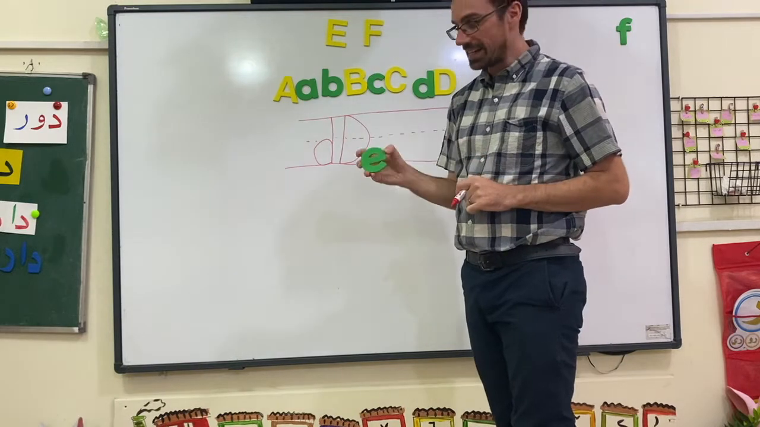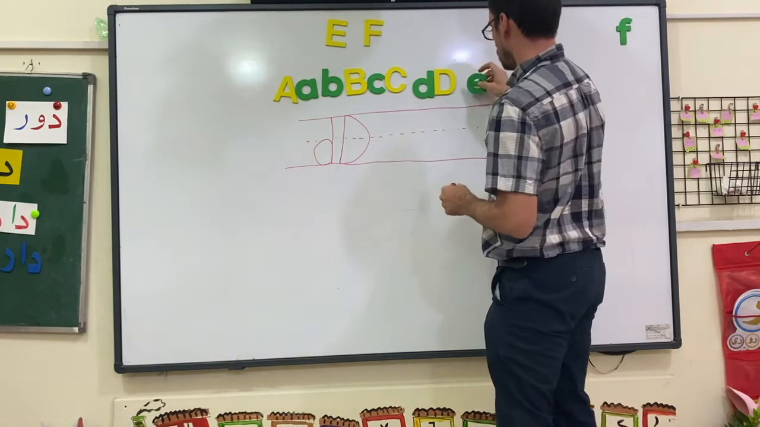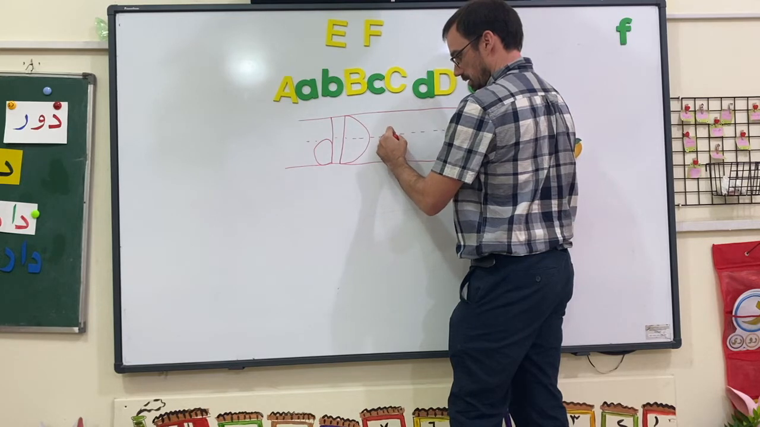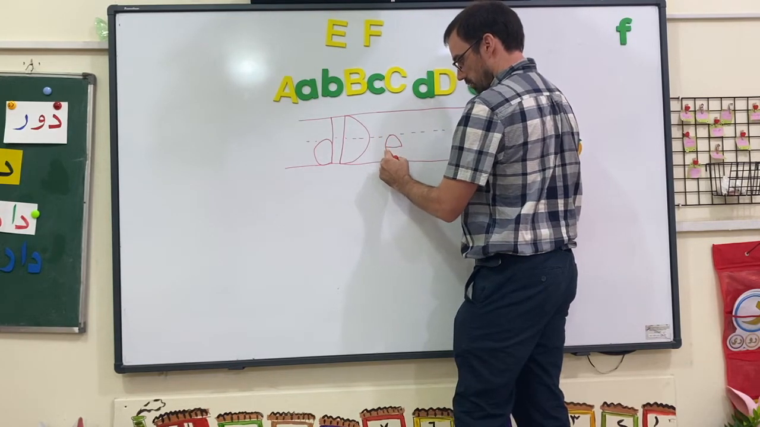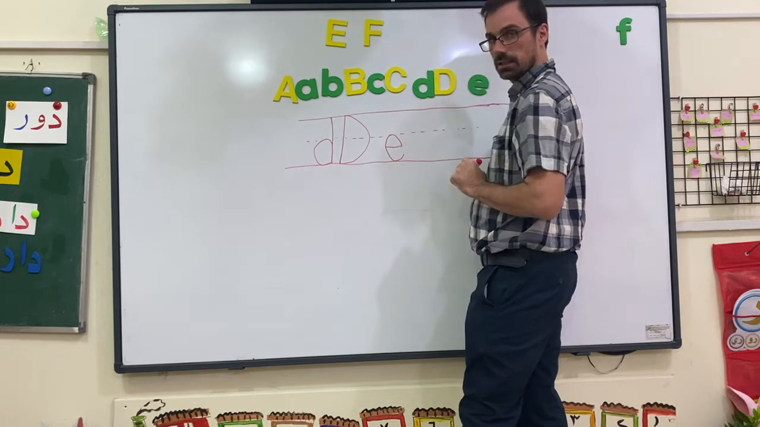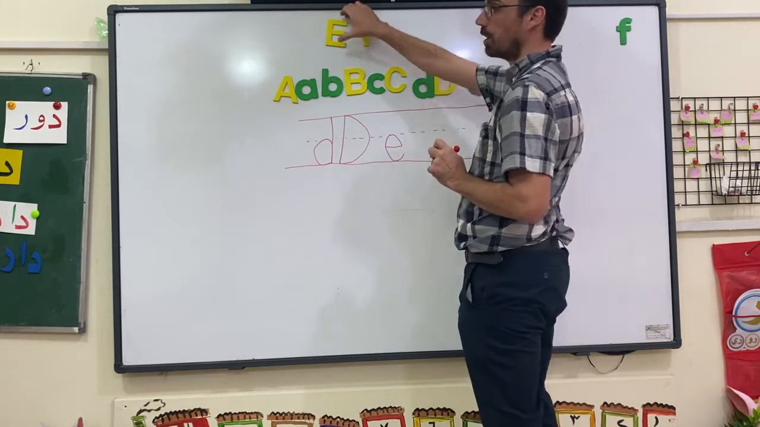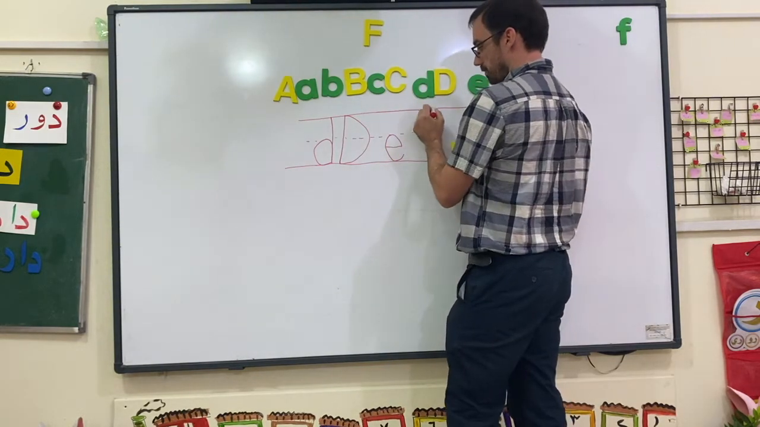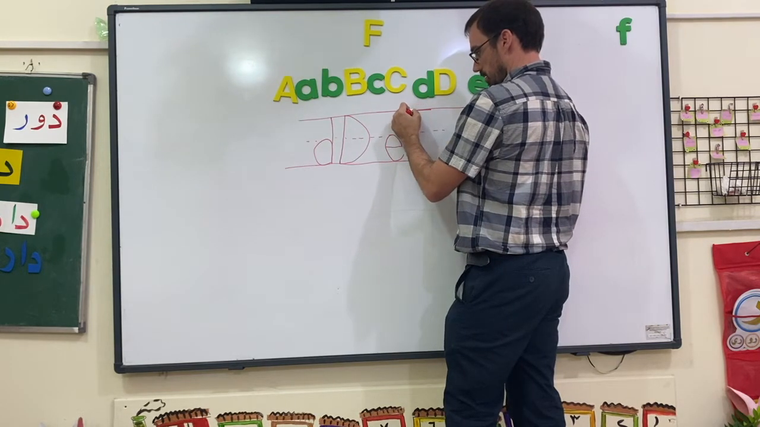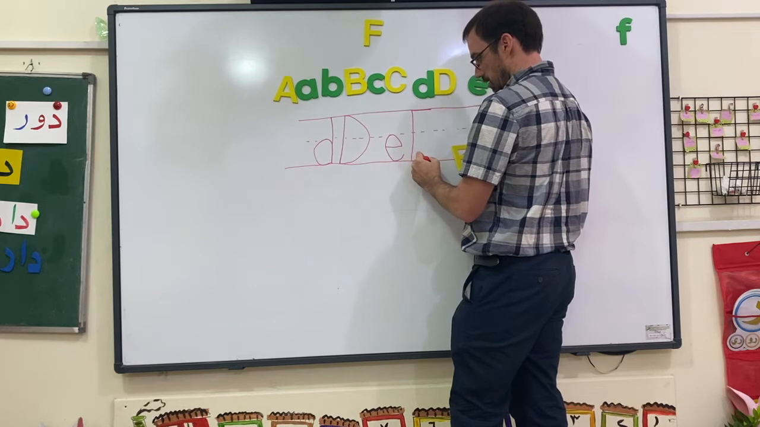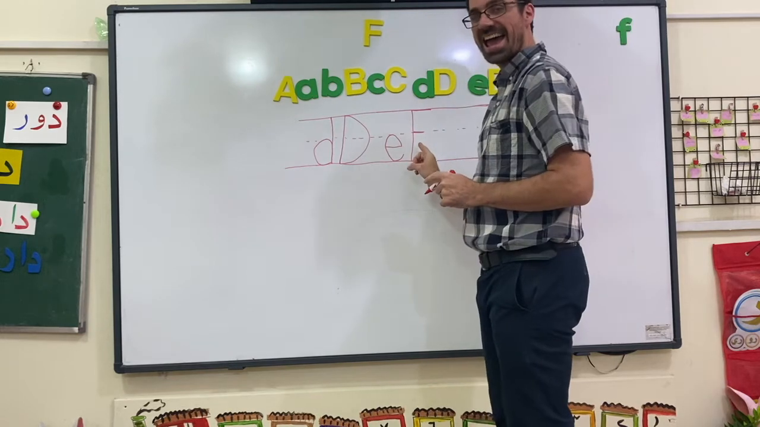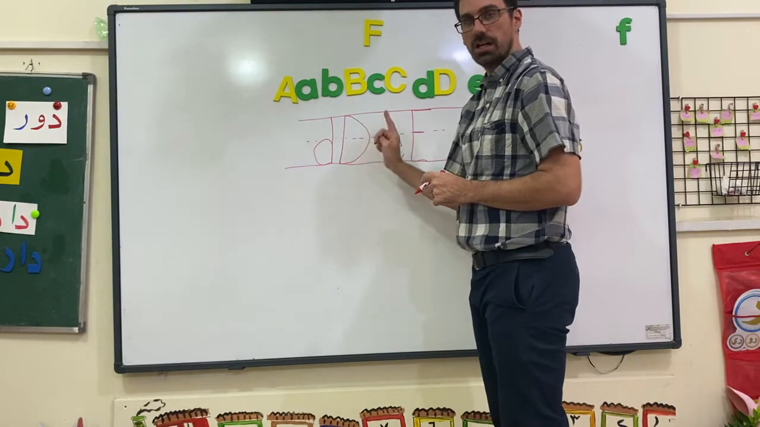To make the letter E, you start at the fourth line, line across, circle around. This is lowercase E. To make the capital E, the big E, start at the top, line across, line down, line across, and then line in the middle.